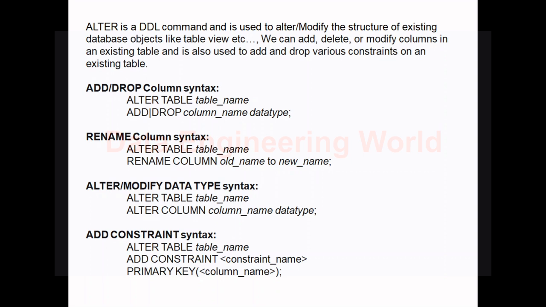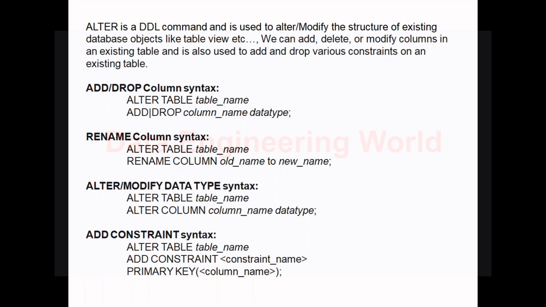The first syntax is to add or drop a column in our existing table. To do that, we need to use the keywords alter table and the table name. Then we need to use the keyword add or drop. If we want to add the column, we use the keyword add. If we want to drop the column from the table, we use the keyword drop.